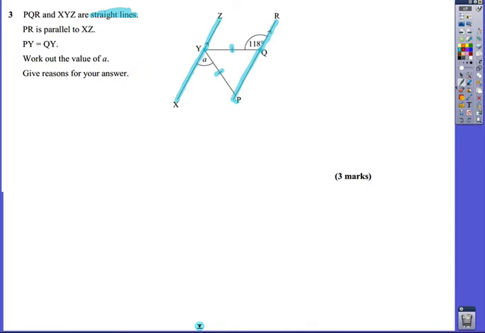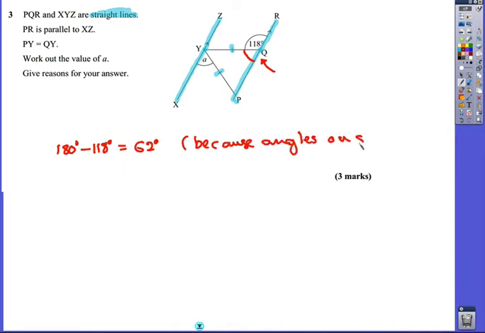So let's start. How would we start this? Well, the first thing you would do is try to work out the easiest angle you can, which is that. Since PQR is a straight line, we can just do 180 degrees take away 118 degrees. Angles in a straight line, so 180 take away 118, and that will give you 62 degrees. And the reason for this is because angles on a straight line sum to 180 degrees.